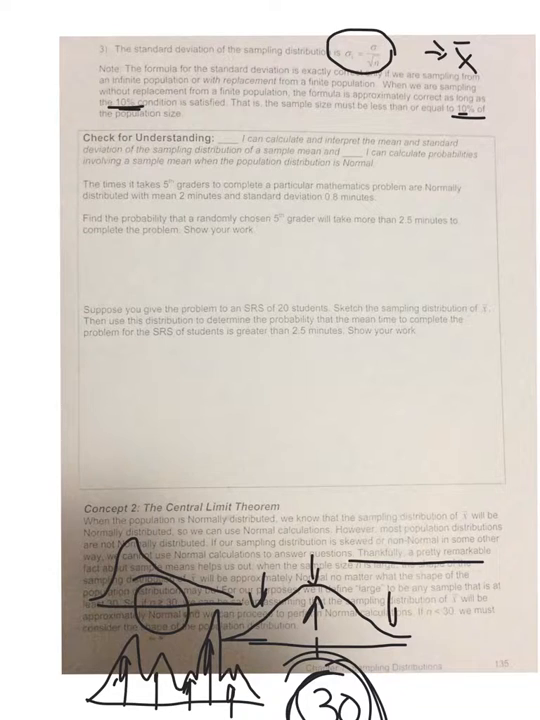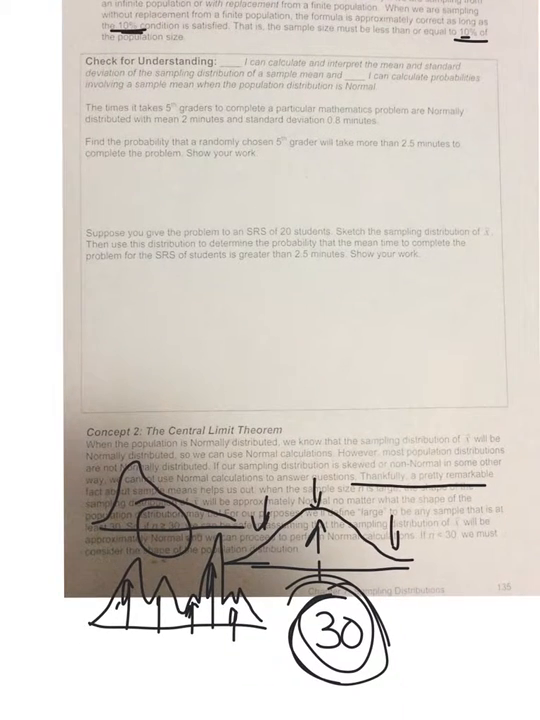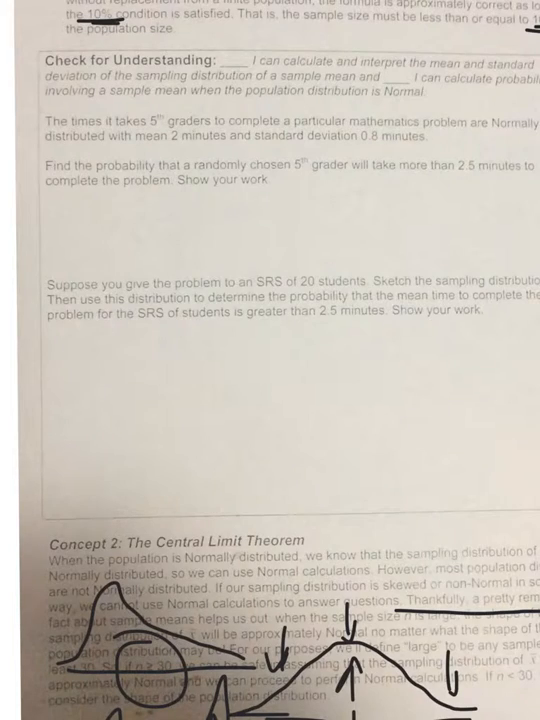Now, let's take a look at this question. So on this first one, find, let's see, fifth graders, and it usually takes them an average of about 2 minutes to do these problems, right? With a standard deviation of 0.8 minutes. Find the probability the randomly chosen fifth grader will take more than 2.5 minutes to complete the problem. Show your work. Okay.